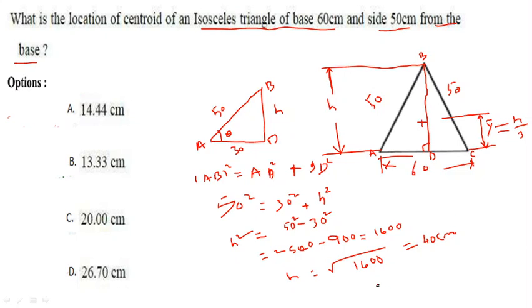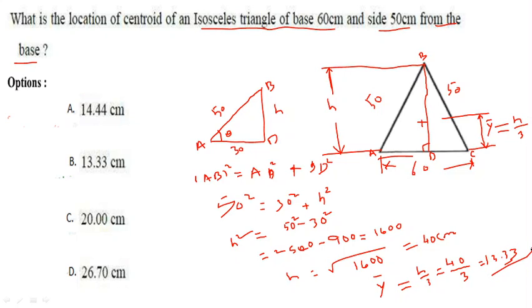So the centroid of the isosceles triangle lies at what distance from the base? It is y bar equal to h by 3. That is equal to h, which is 40, divided by 3. If you simplify this, 40 by 3 we get 13.33 centimeters.